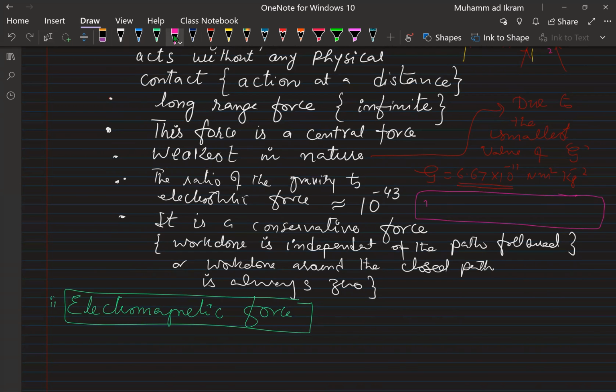The gravitational force is mediated by a particle called graviton. Graviton is not yet discovered. However, the gravitational waves, which were predicted by Einstein, were discovered after 100 years of his prediction. So the mediating particle is not discovered yet. This force is exchanged by the particle called graviton.